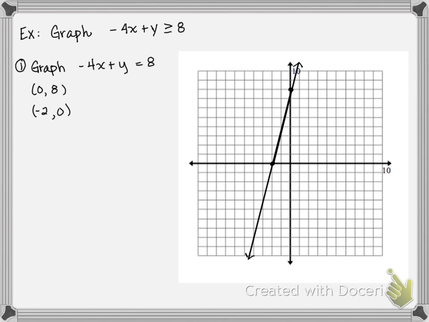So then from here, I want to know if it's going to be a solid or a dashed line. What'd you guys decide? Solid. And then what test point did you use? 0, 0. Everybody uses 0. It's good.